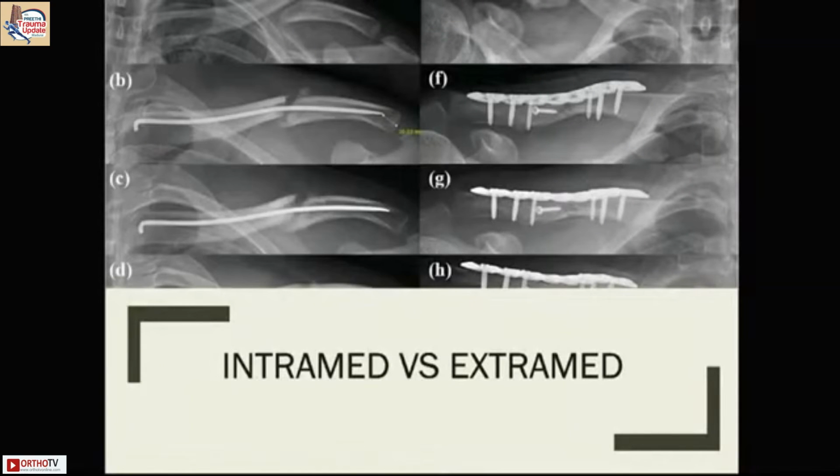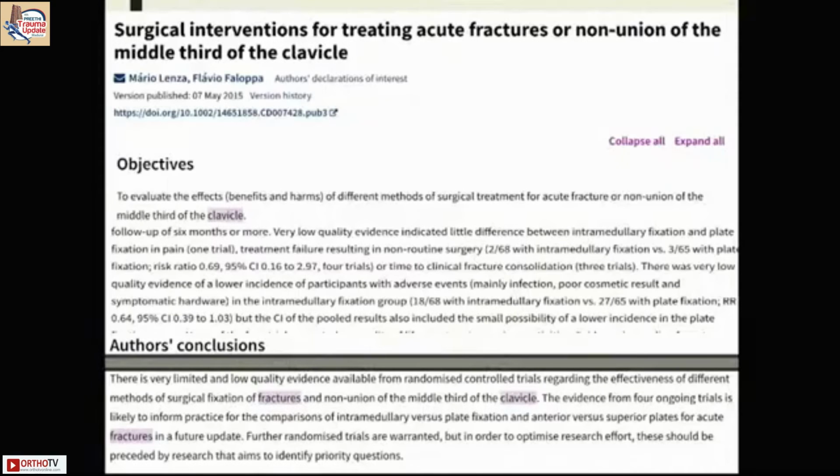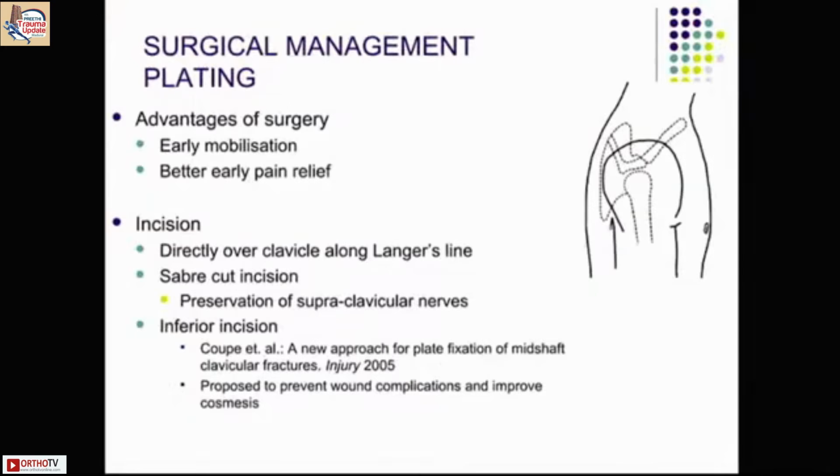In surgery, you have 2 options. One is intramedullary nailing, another one is plating. Comparing these treatment modalities, this systematic review also found that there is no difference between them. Both give good results equally, and there is low quality evidence to suggest one treatment over the other. So how many of you do plating in this forum? How many of you do TENS nailing? Yeah, very few. So almost 60% do plating.